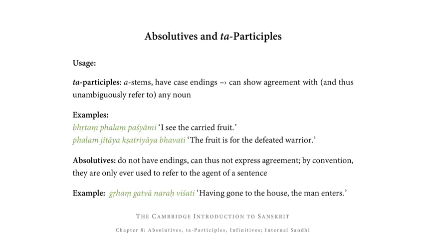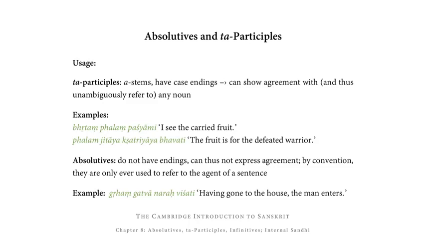There's one important difference in the usage of absolutives and ta participles. Now, ta participles are a-stem forms, they have case endings, and they can thus show agreement with and therefore unambiguously refer to any noun in a sentence. So, for example, in bhṛtaṃ phalaṃ paśyāmi, we have paśyāmi, I see, phalam, the fruit. Bhṛtam, or bhṛtaṃ through sandhi, is the accusative neuter singular of bhṛta.